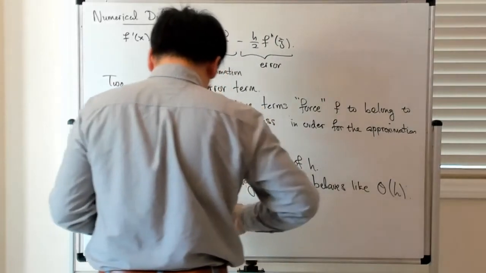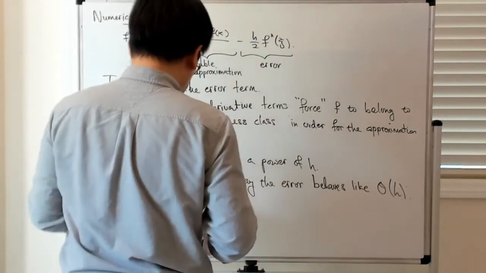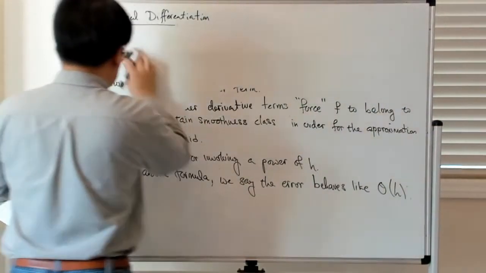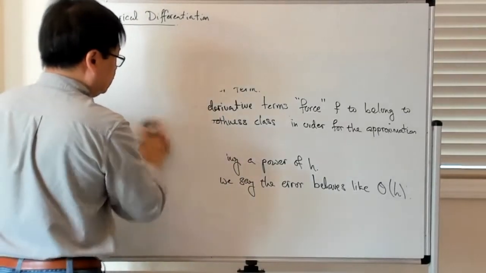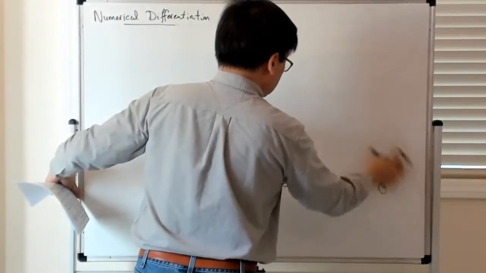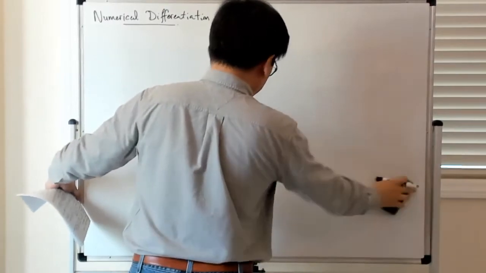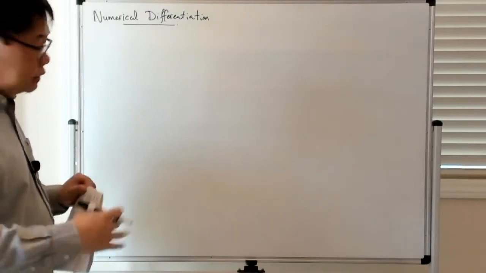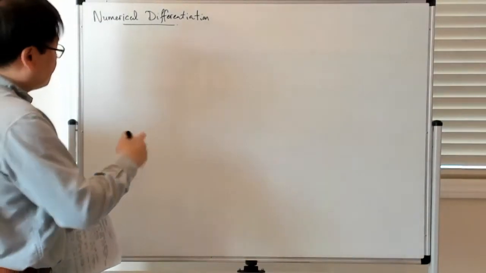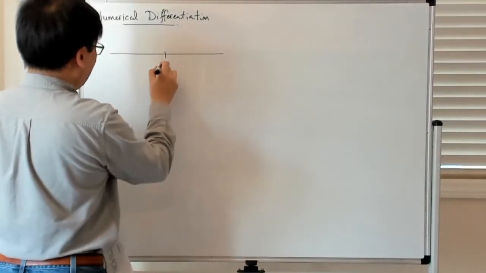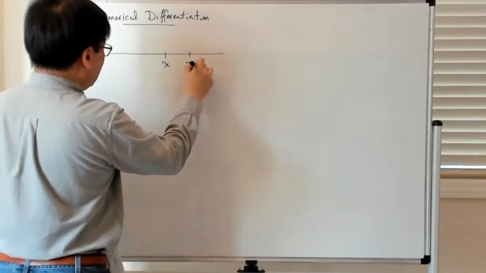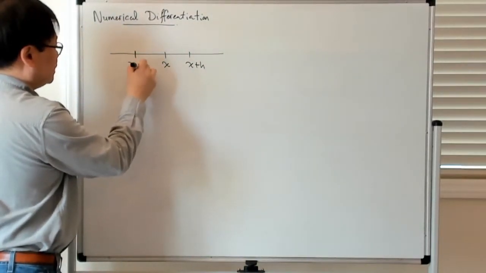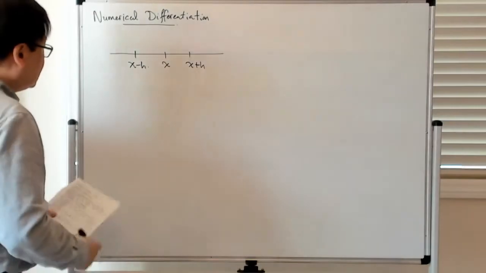Okay, so let me give you one possibility. One possibility which you might be familiar with is a finite difference approximation of the derivative which is symmetric, right? So what I mean by symmetric is that instead of having the point x and x plus h, you also have the function evaluations at x minus h. Okay, so let's see what happens.